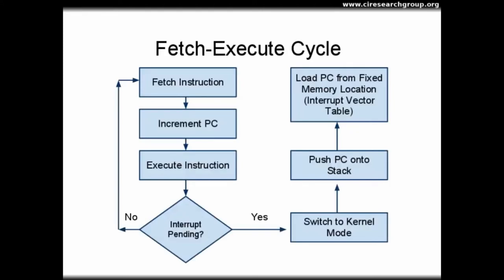So once again, in the fetch-execute cycle, we check for an interrupt pending after each instruction is executed. If there is an interrupt pending, we escalate privilege to kernel mode, push the program counter onto the stack, in other words, save it so we can resume from that point in whatever program we're interrupting, and then go and handle the interrupt. We do this by loading the new program counter from a fixed memory location provided to us by the interrupt vector table. The interrupt vector table gives us the address of all the different interrupt handlers.